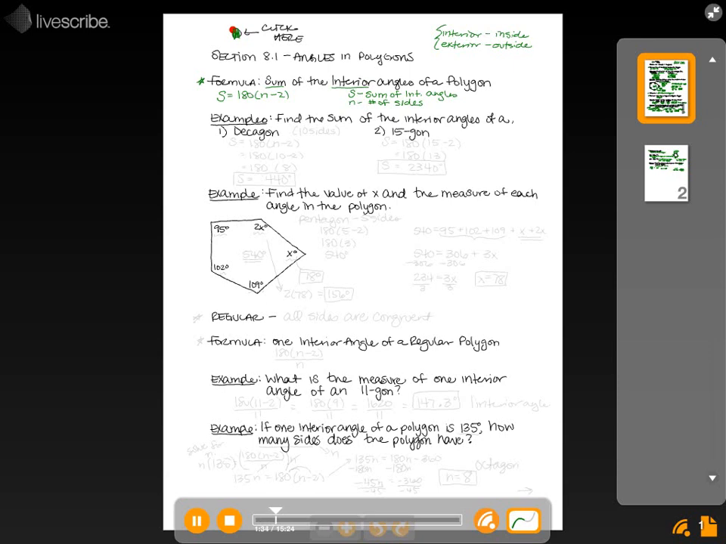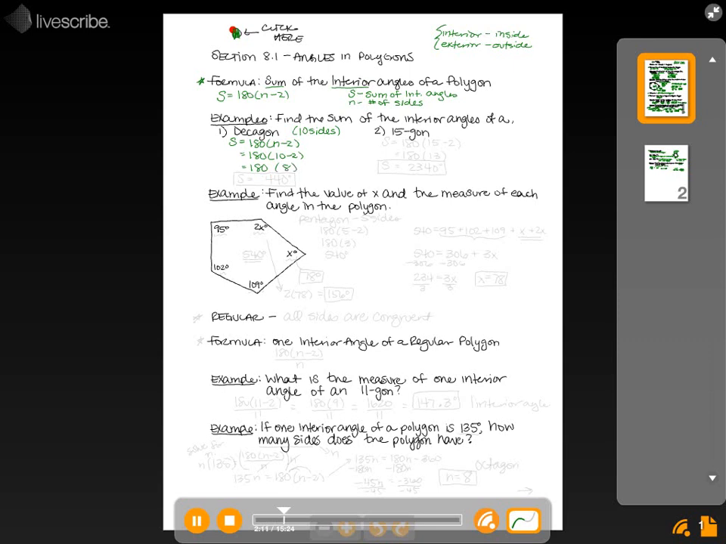We've got two examples here. The first one says find the sum of the interior angles of a decagon. Now you need to think back to last chapter when we talked about what the names of polygons were. A decagon means it has 10 sides. Okay, so our n in this case is going to be 10. So we're going to use the formula, S equals 180 times (n minus 2). We're going to plug in what we know. 180 times (10 minus 2). 10 minus 2 is 8.